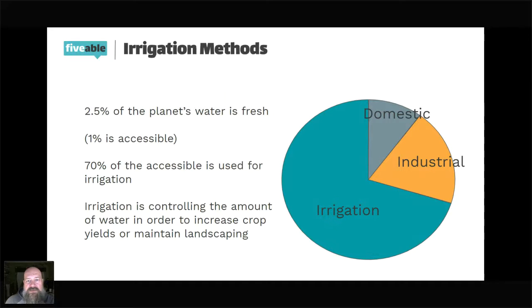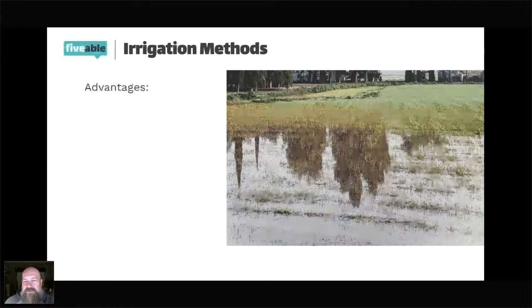So let's look at some irrigation methods. Advantages for irrigation. Can you think of an advantage for irrigating our crops? Is there a reason why we irrigate crops? All right, thank you. It says easier to prevent overwatering the crops. Yep. There is a possibility of overwatering. I will say that. It has happened.